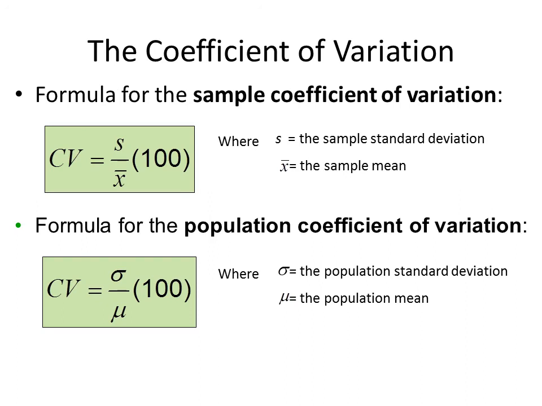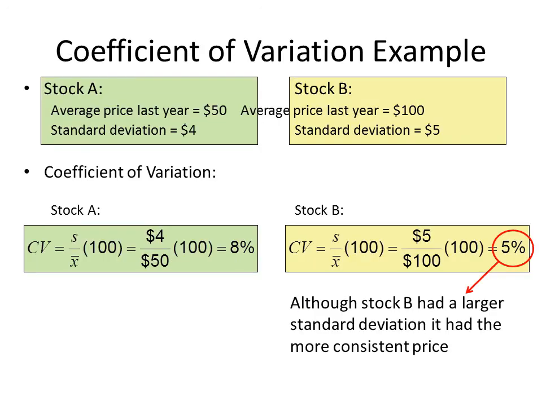So the simple formula for coefficient of variation for a sample is the standard deviation of the sample divided by the mean, times 100. For a population, it is the standard deviation of the population divided by the mean of the population, times 100.